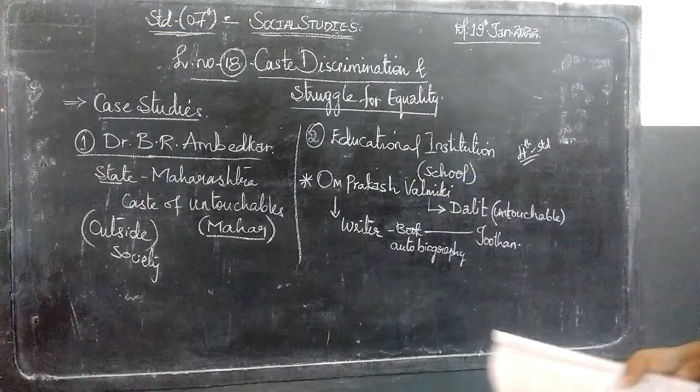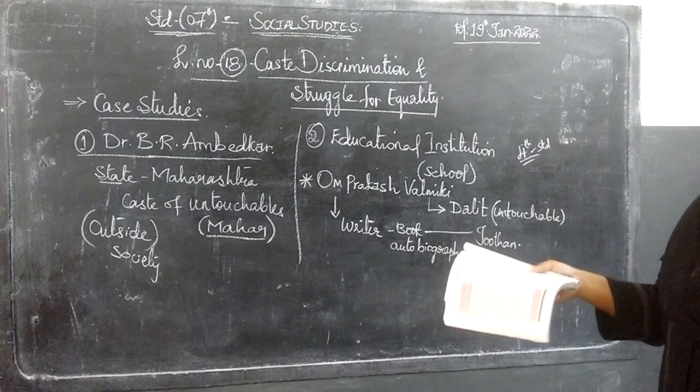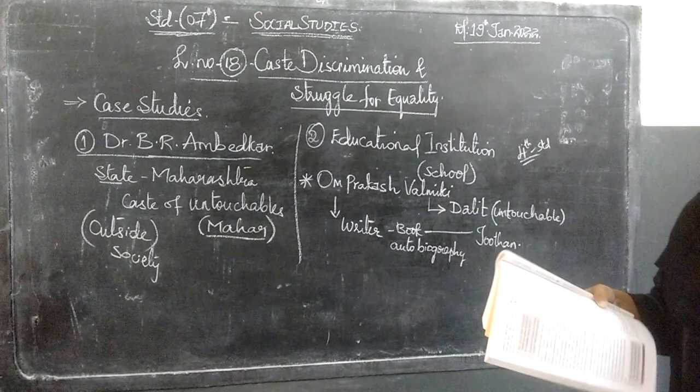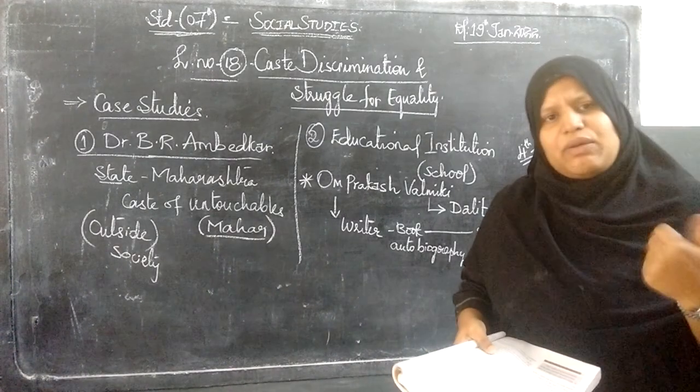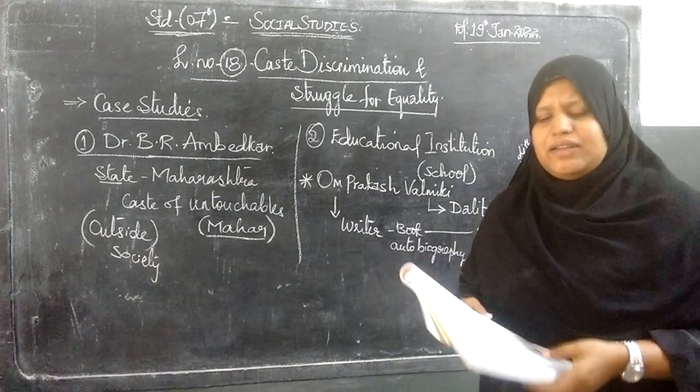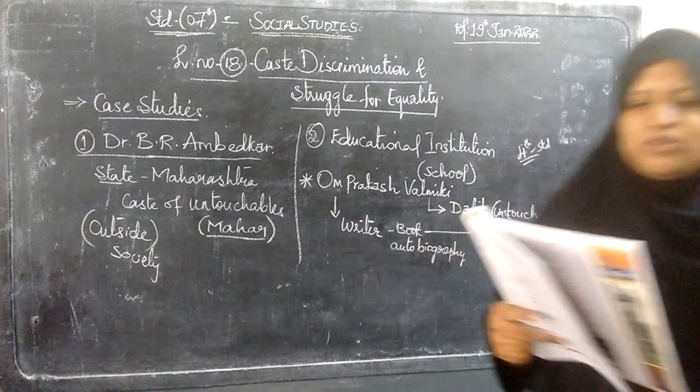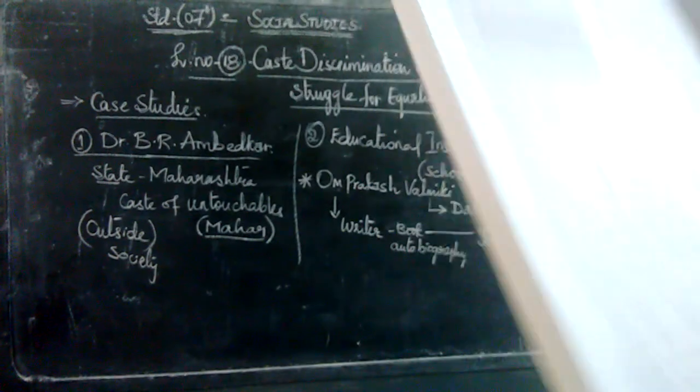In these two cases, Dr. B.R. Ambedkar and his cousins, and Om Prakash Valmiki, faced treatment that violated their self-respect and self-dignity and was unequal. So these are one more. The questions on page 168 are these two inbox questions, and the last one is also an inbox question.